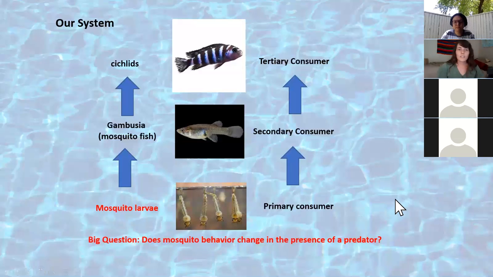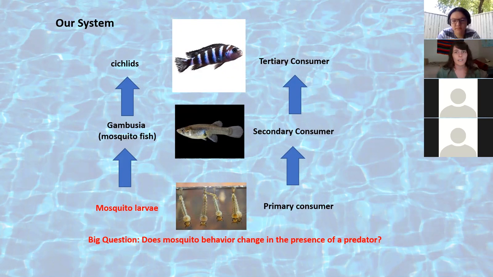Okay, awesome. So the system that we are thinking about in this lab today is a system with 3 levels. We've got mosquito larvae at the bottom, and then we have gambusia, or this mosquito fish, that eats the mosquito larvae, and then the cichlids, who are this next level, a tertiary consumer. So we don't have a primary producer in this system, but it still holds true that we have this primary consumer, the mosquito larvae, then a mosquito fish, and then above that, this tertiary consumer, the cichlids.